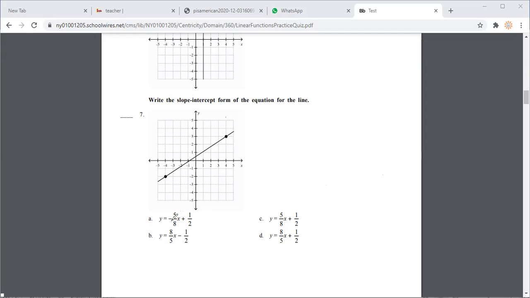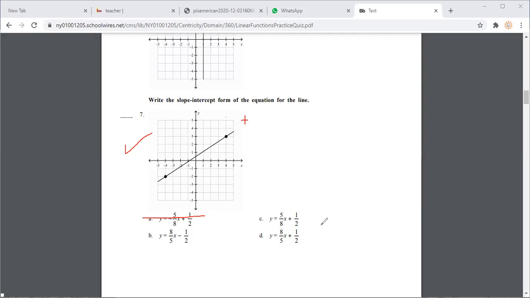Look at the first choice. What is the slope here in the first choice? It's negative 5/8, which means the slope is negative. And the slope in this question, for sure, should be what? Positive, looking at this graph. Then I'm going to cancel this answer.